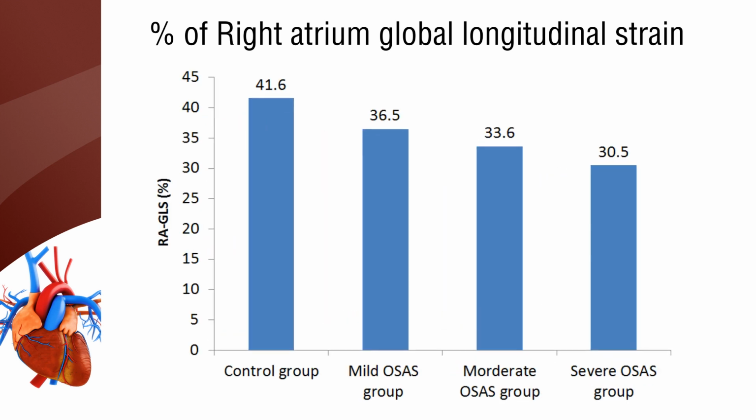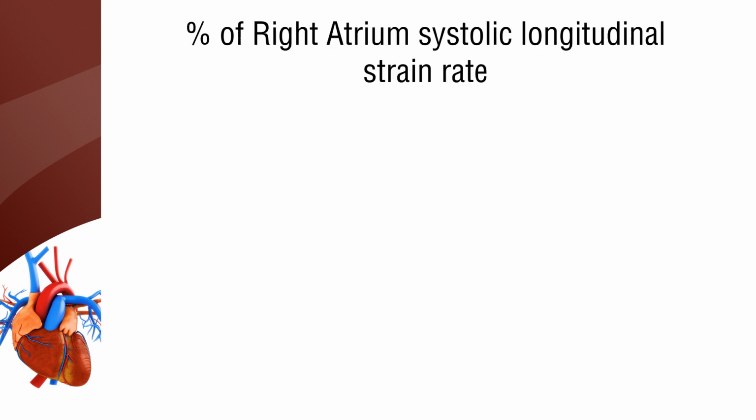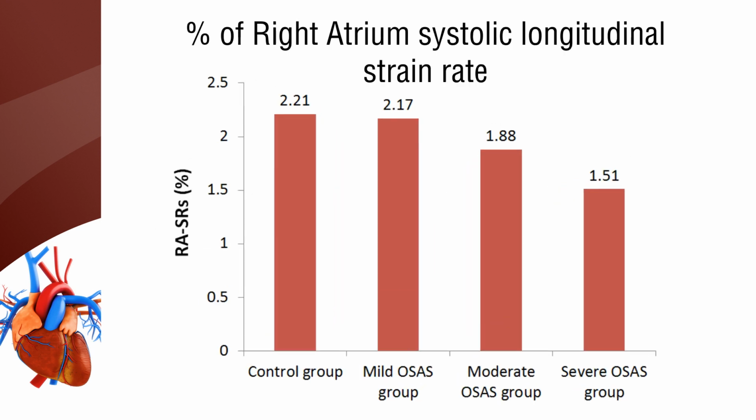The right atrium global longitudinal strain was lower in severe and moderate obstructive sleep apnea groups when compared to the control group. The systolic longitudinal strain rate of right atrium was lower in severe obstructive sleep apnea syndrome group as compared to the control group.